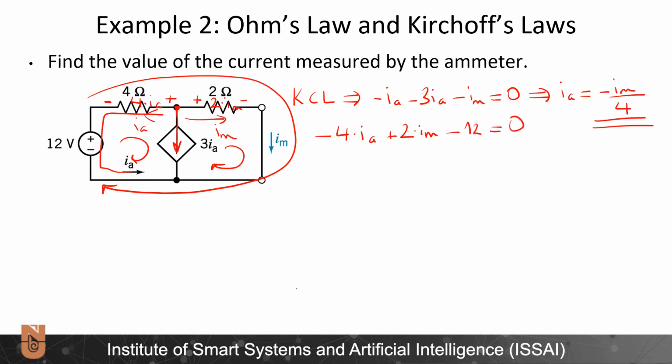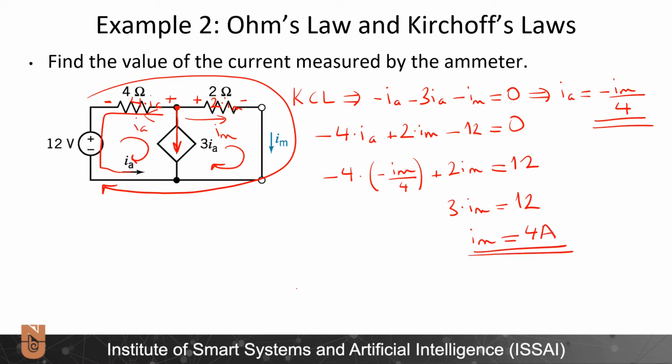I can substitute for IA, minus IM over 4. Minus 4 times minus IM over 4 plus 2IM is equal to 12. So here I end up with 3 times IM is equal to 12, and at the end I solve IM as 4 amperes. In other words, the current measured by the ammeter will be equal to 4 amperes.